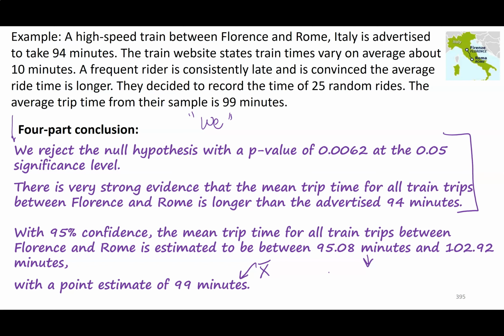So something to note here, if you have 95.08 minutes and 102.92 minutes, looking there, is 94 in there, right? I don't see 94. 94 is lower than that entire interval. This entire interval is above 94. So that's some solid evidence there that no, it's probably not going to be 94 minutes, because 94 is not in that interval.